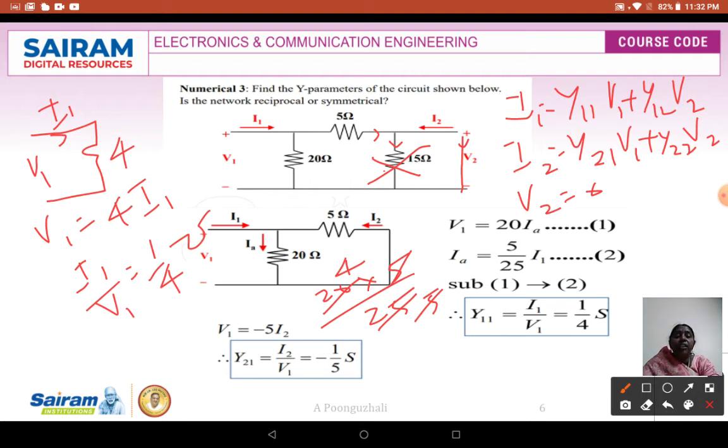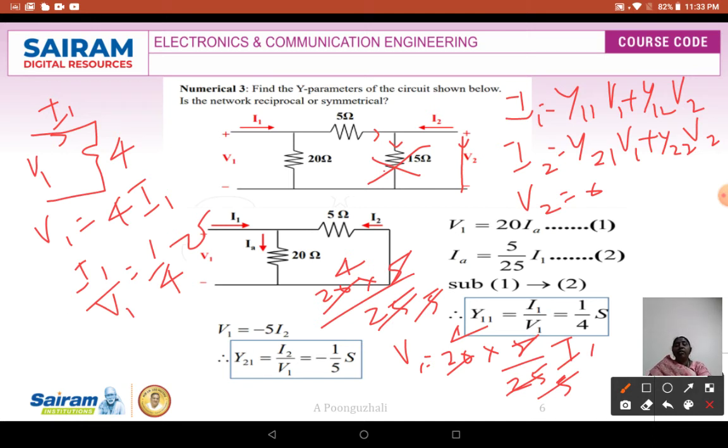Now substitute this Ia in this equation. It is going to be V1 is equivalent to 20 into Ia, which is nothing but 5 divided by 25 I1. So if I cancel it, it is going to be 4 here. In this case, 20 into 5 by 25 I1. So here we are going to have it as 1 by 4. So that is what we have got here. V1 by I1 is going to be 1 by 4. Or directly we can simplify it and write it like this.